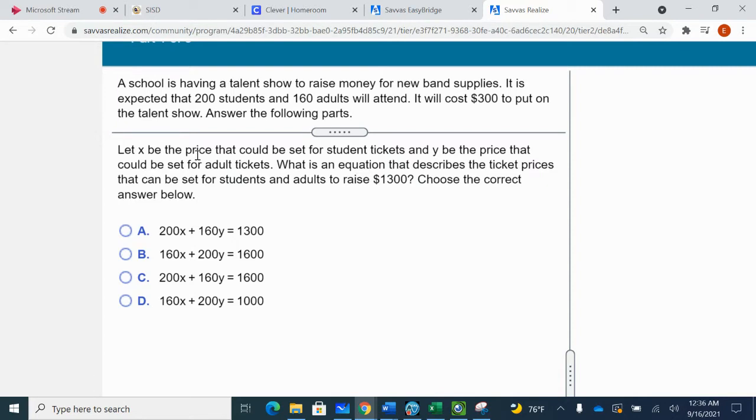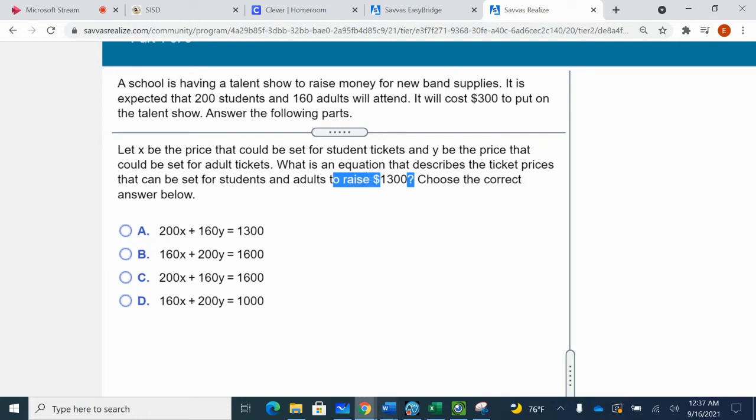That says, let X be the price of the student tickets. All right, so X is the price of a student. Let Y be the price of an adult, right? Y be the price for adult. What is the equation that describes the total ticket prices that can be set for student and adults to raise 1,300? Right? So I want to raise 1,300.